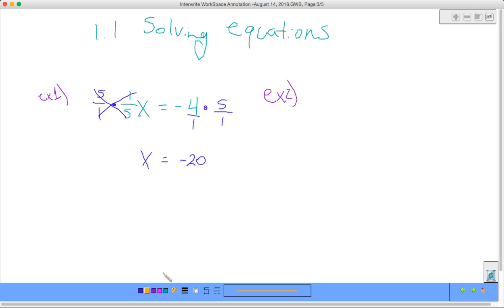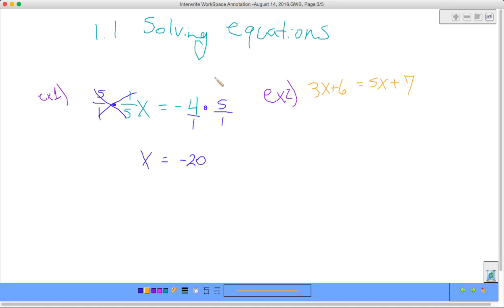And that is 3x plus 6 equals 5x plus 7. Okay, so first notice that we have variables on both sides. We don't want variables on both sides, so we have to figure out how to move the variable so that they're all on one side.